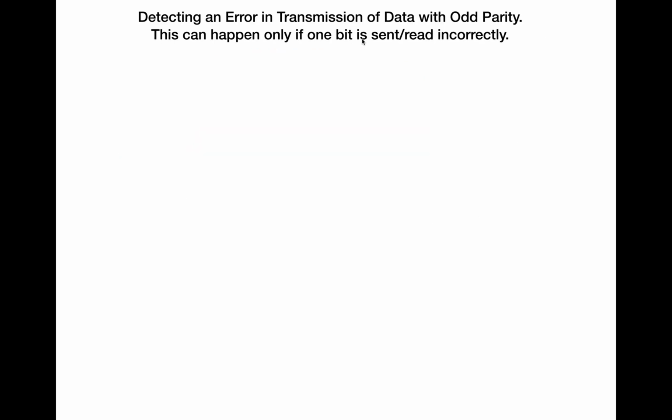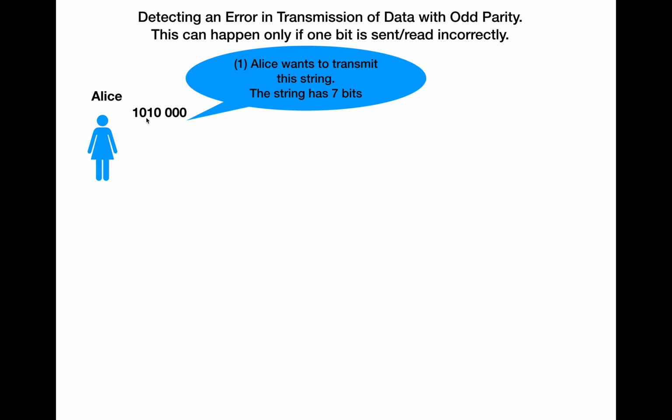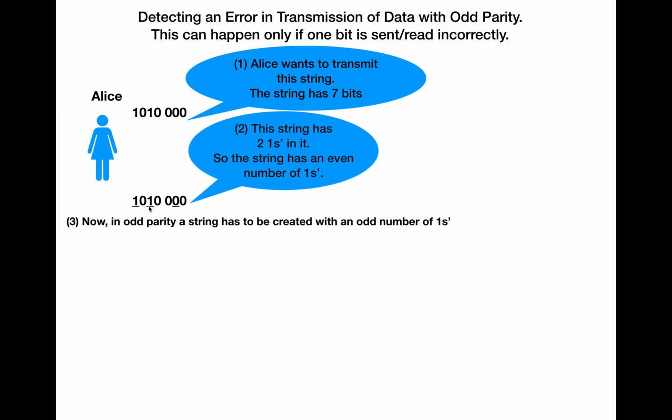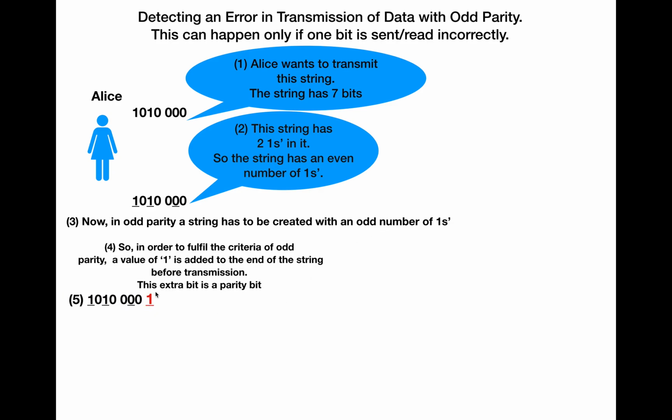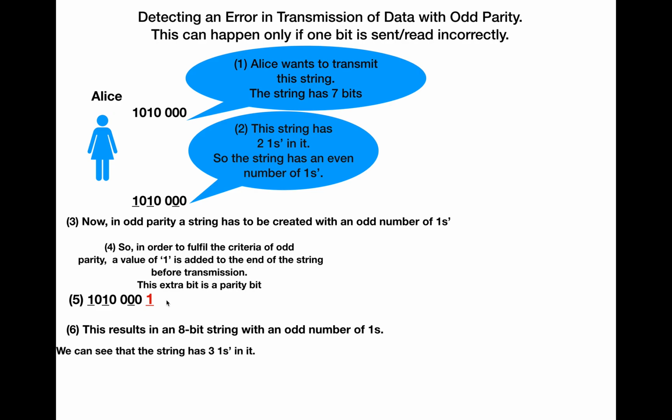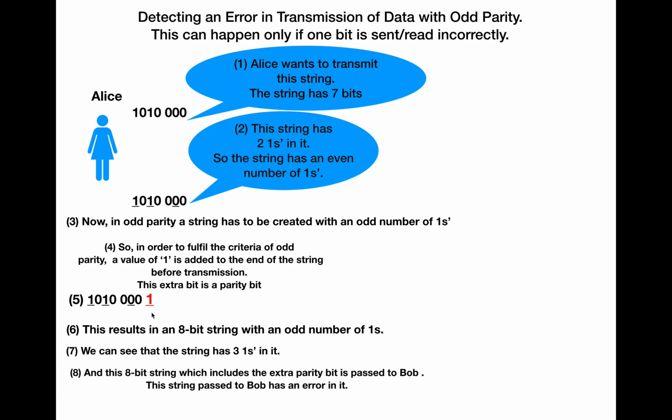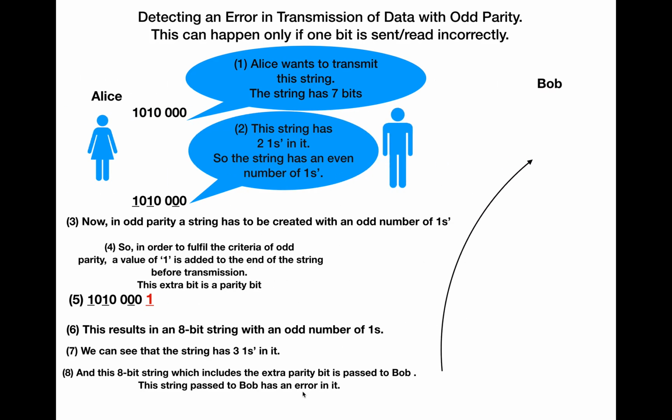But odd parity can also detect an error in transmission. This can happen if one bit is sent incorrectly. Let us look at Alice again. Alice wants to send this 7-bit string. It has 2 ones in it, so it has an even number of ones. But in odd parity, a string has to be created with an odd number of ones, so a 1 is added to the end of the string: 1, 2, 3. So we have an 8-bit string with 3 ones in it, an odd number of ones, and this is transmitted to Bob. But the string passed to Bob has an error in it. Let's look at the error. This 0 here has become a 1, so the string is incorrectly transmitted.